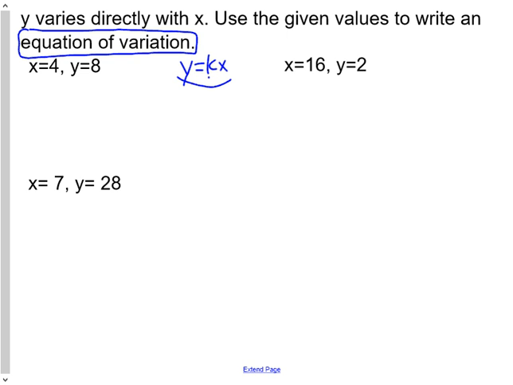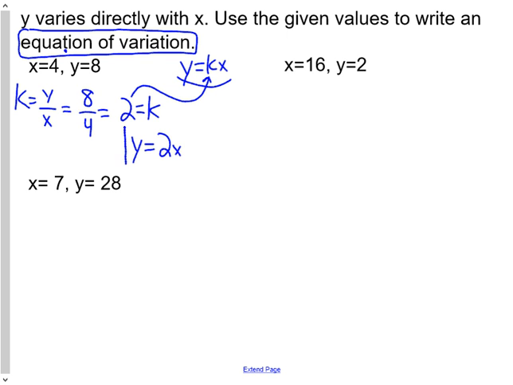We're plugging k in. So again, reminder, k is y over x. y is 8 when x is 4. So I get 2 for my k value. Now we're not done because this is not an equation of variation. We're going to take this 2, plug it right back in where that k is. So y equals 2x is our final answer.